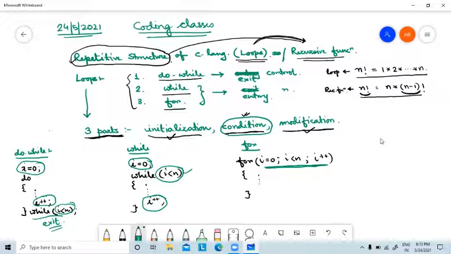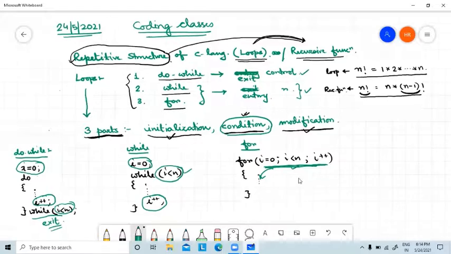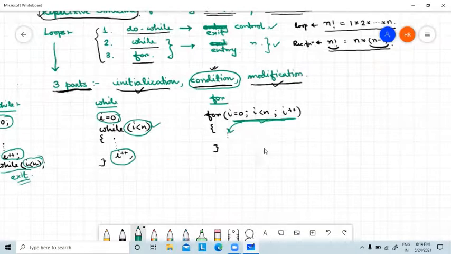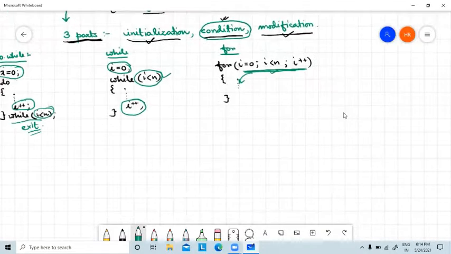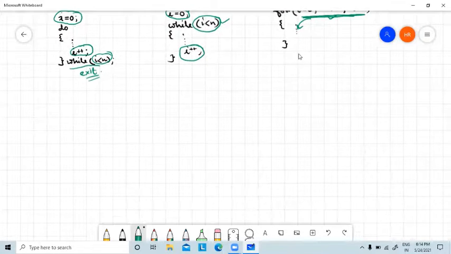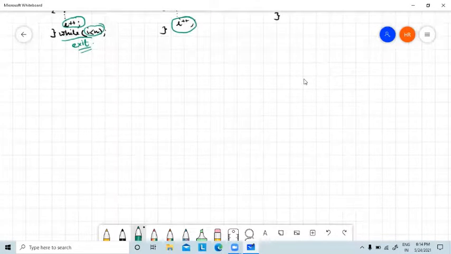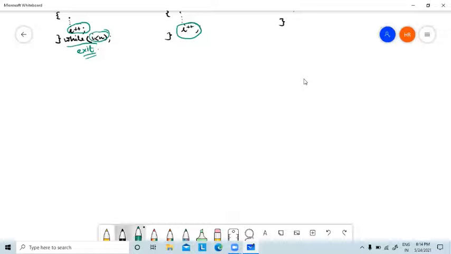But in case of while or for, we have to check the condition first, then we can get entry to the loop structure. So that's why do while is called an exit control loop, and while and for loops are called entry control. So we have already discussed this. Just a brush up of the previous day's class.